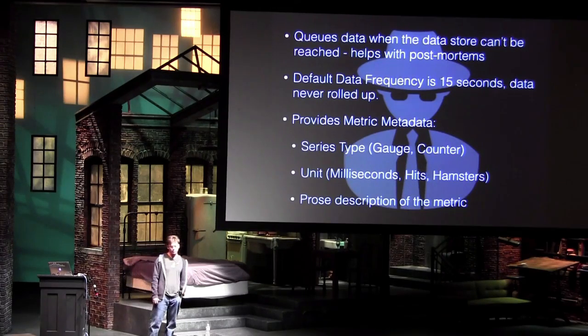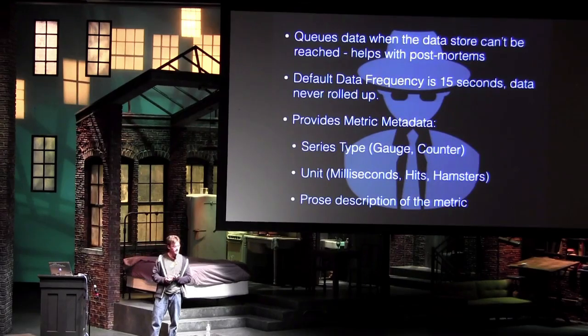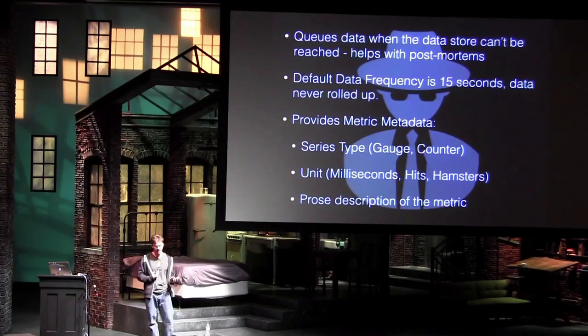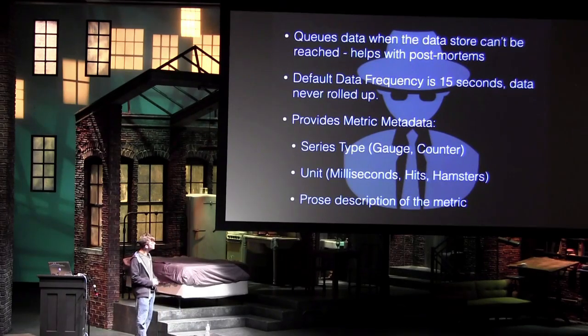We also collect metadata about the metrics. So this is kind of the metrics 2.0 idea a little bit. For each metric, we'll send whether it's a counter or a gauge, so you don't have to know that offhand. We'll send the unit, whether this is milliseconds or hits or hamsters. We need to know the number of hamsters. Stack Overflow is powered by hamsters running on a lot of wheels. It's not well known, but that's how we do things.